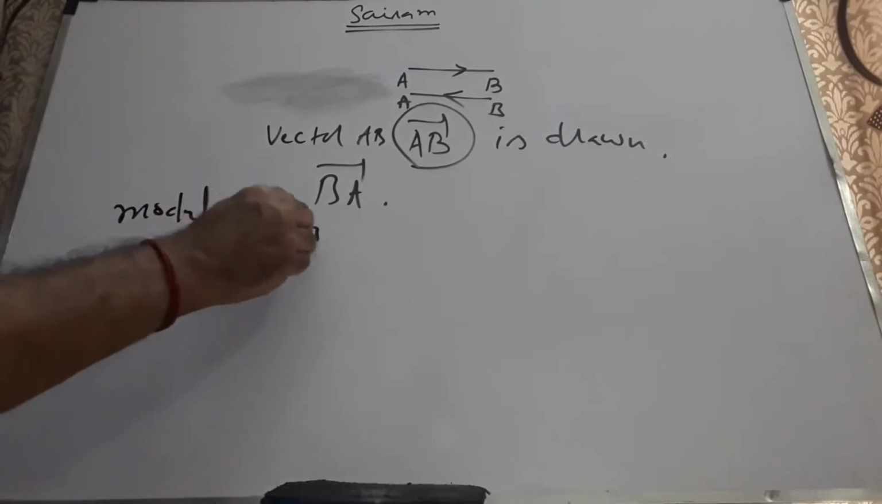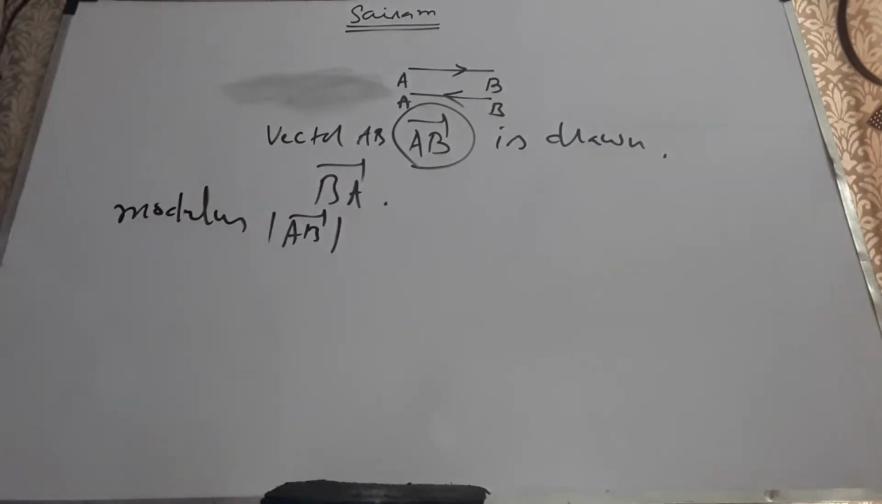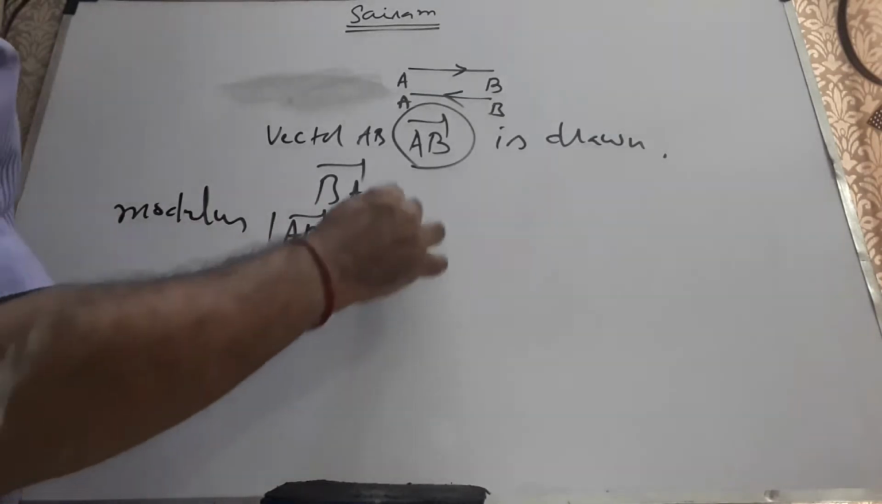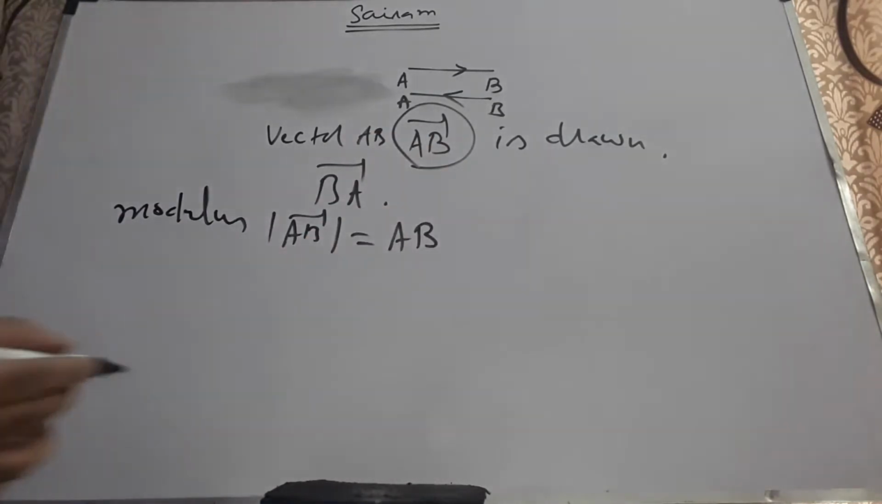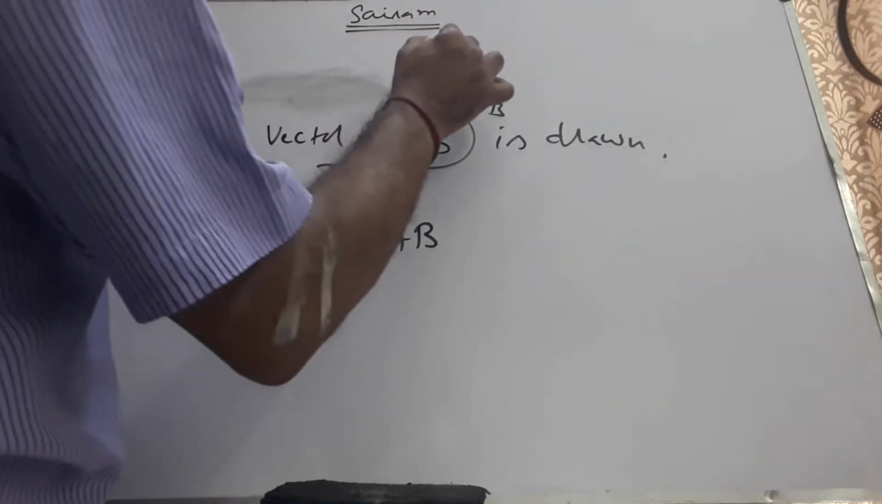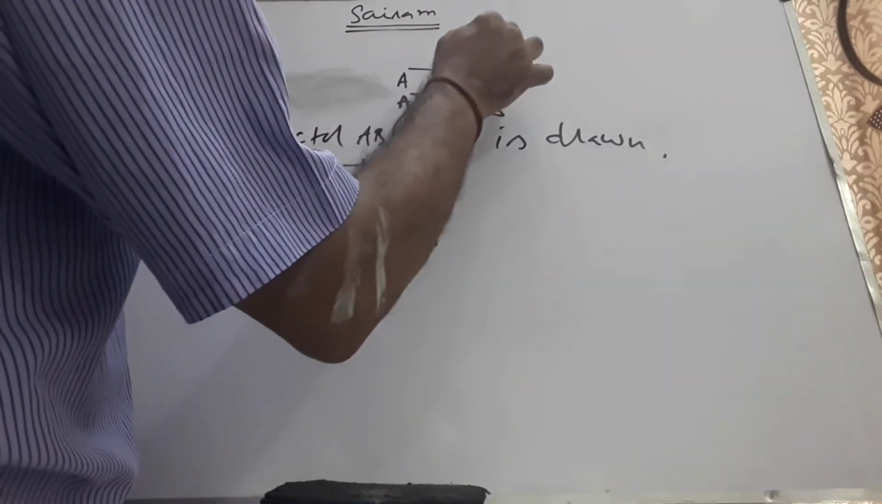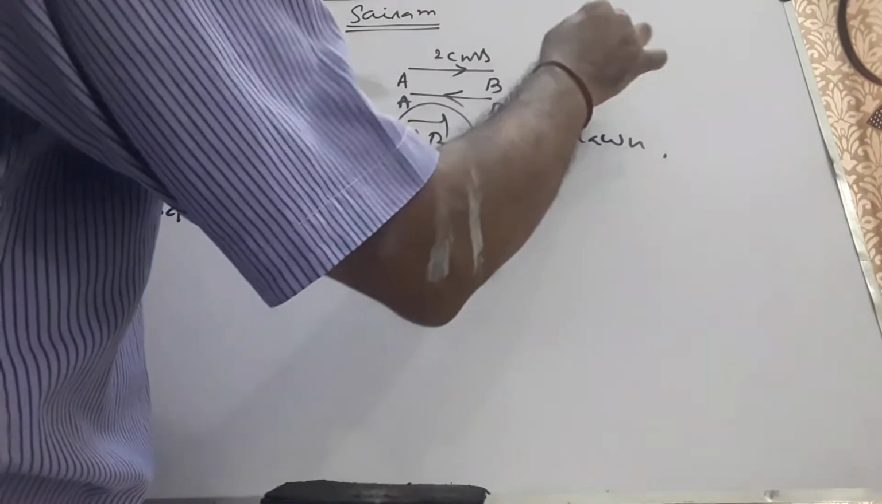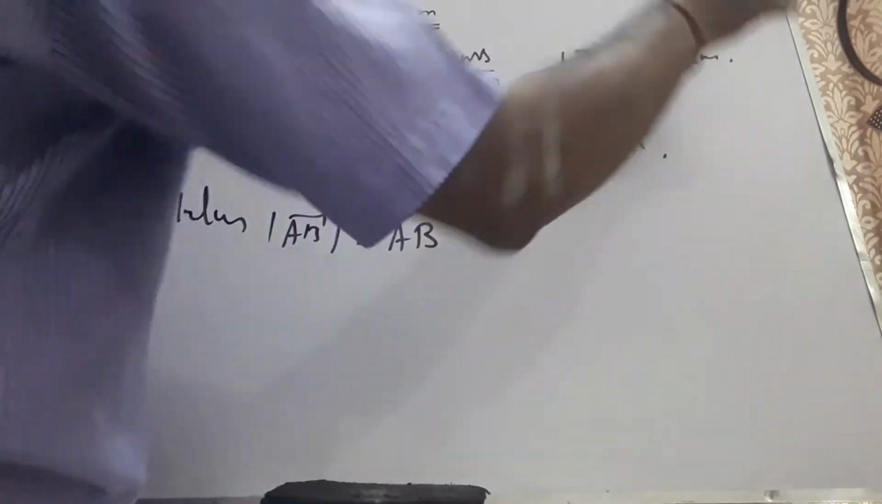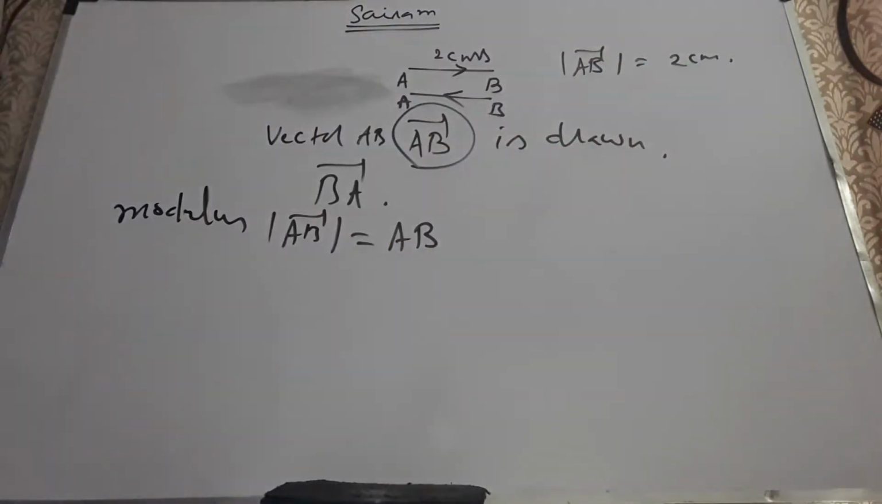Modulus, we write with this symbol, or without the vector symbol, we write it like this. It is called the modulus of the given vector. Modulus and magnitude both give you the same. For example, if this is of length 2 centimeters, then mod AB is equal to 2 centimeters. That's the meaning. I repeat, the length of the segment representing the given vector is known as its modulus or magnitude.